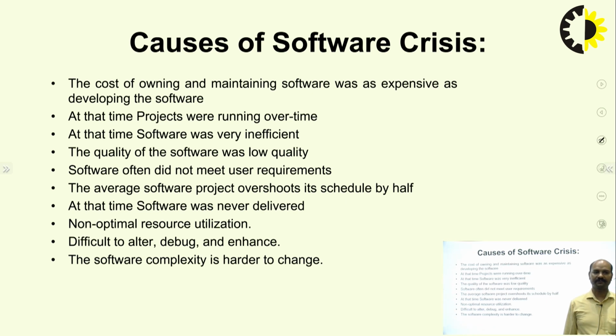The average software project overshot its schedule by half of its original time. At that time, the software was sometimes never delivered. There was non-optimal resource utilization, and software was difficult to alter, debug and enhance. The software complexity made it harder to change.